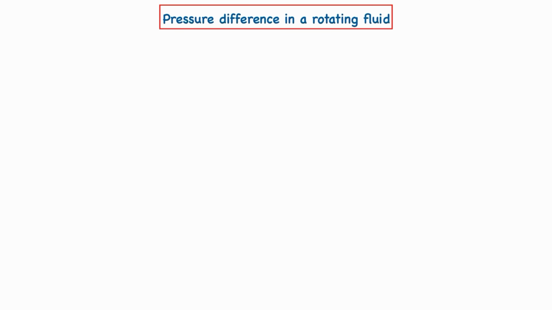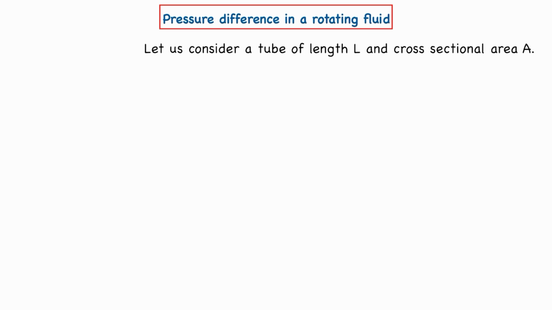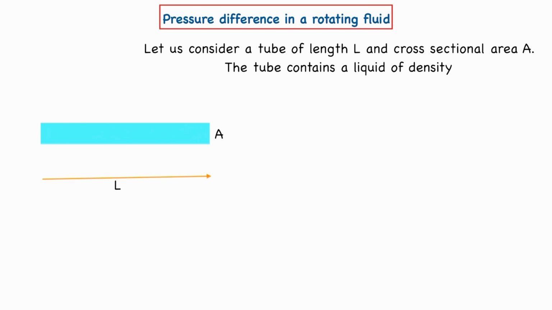Pressure difference in a rotating fluid. Let us consider a tube of length L and a cross-sectional area A. Here is the tube of length L and cross-sectional area A. The tube contains a liquid of density rho.